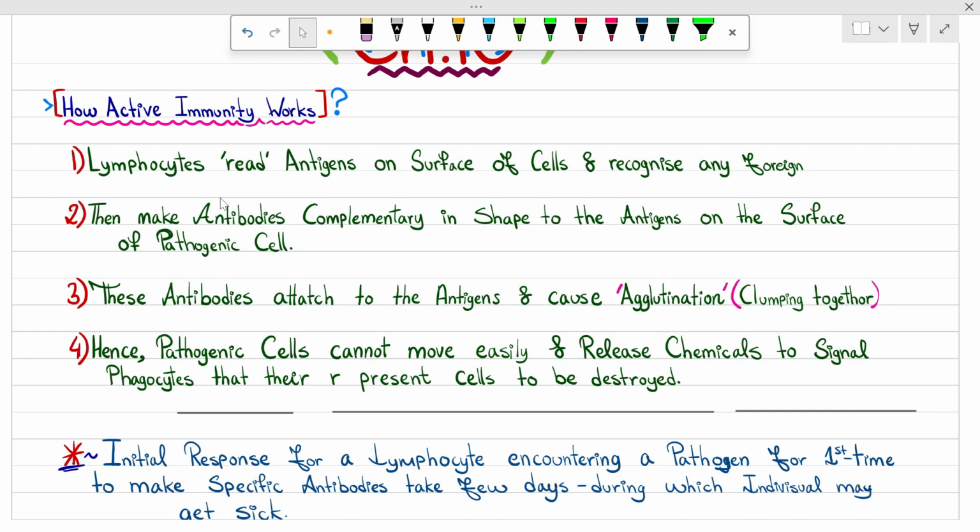These antibodies will then attach to the antigens and cause agglutination. They will come together and restrict their movement, and then they will signal phagocytes to release a chemical and to be destroyed. So again, lymphocytes will read the antigens on the surface, recognize any foreign ones, and make antibodies complementary in shape to the antigen. They will attach, cause agglutination, and signal phagocytes. Phagocytes will come and destroy the antigens.